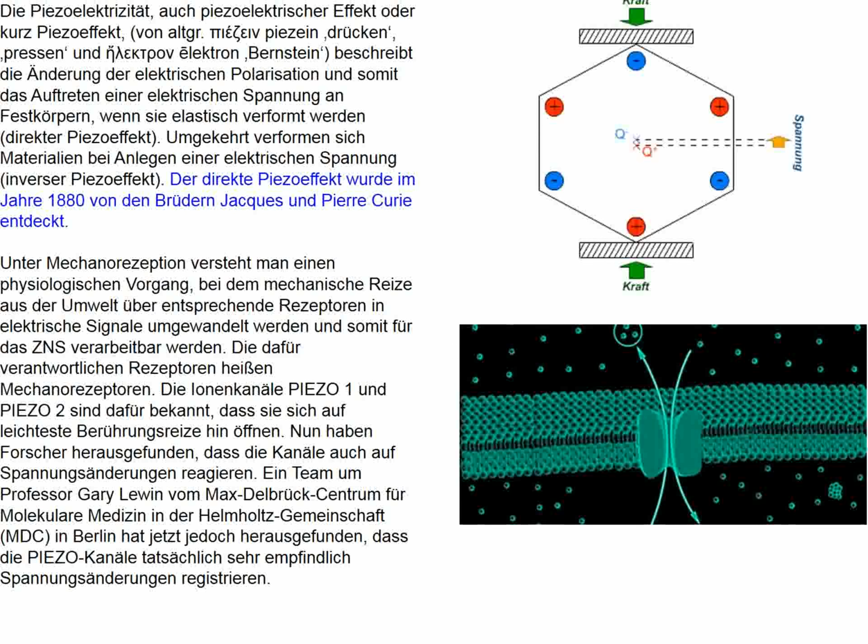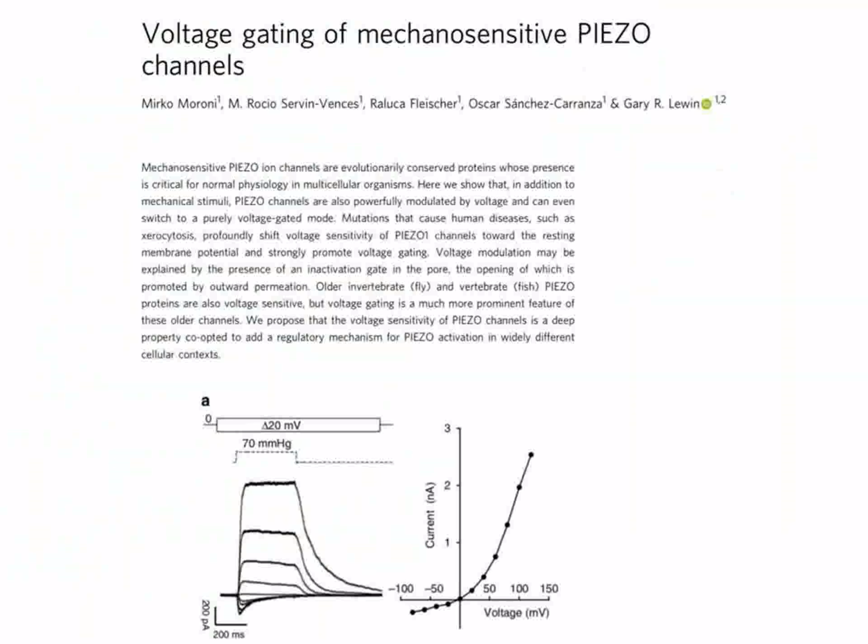Are there channels that work in the same way? There are, and they're called Piezo 1 and Piezo 2. These are two pressure-sensitive channels. And they've been worked on here at the Max Delbrück Center by Gary Lewin, who had this very nice paper on voltage gating of mechanosensitive Piezo channels in Nature Communications in 2018.